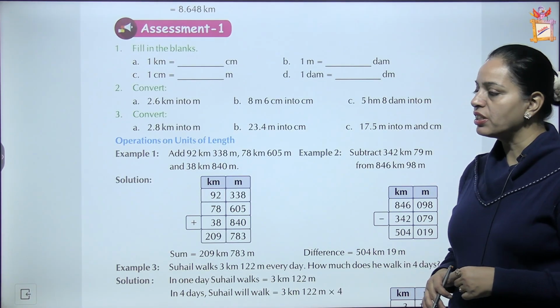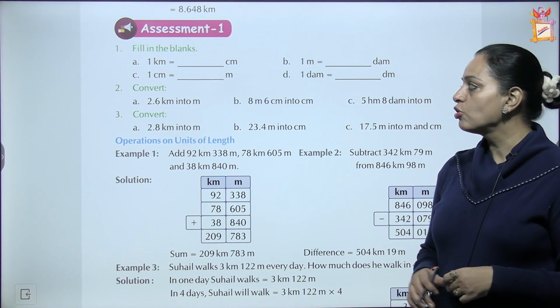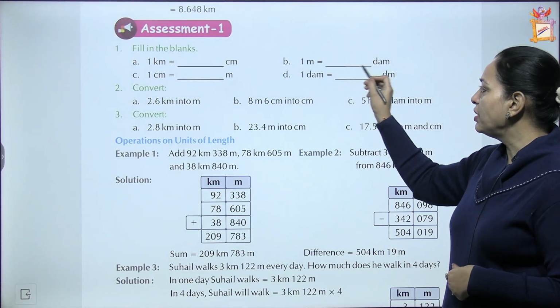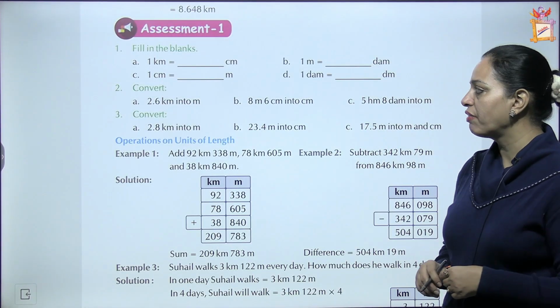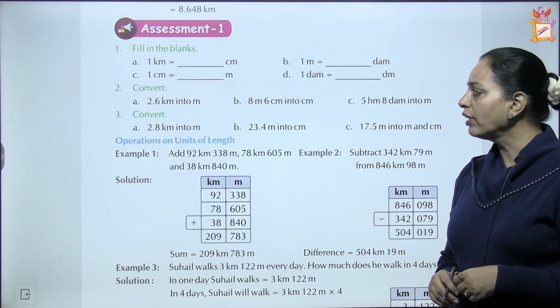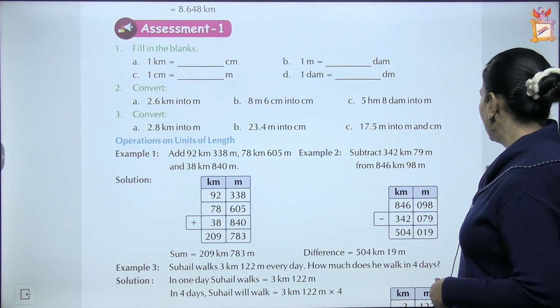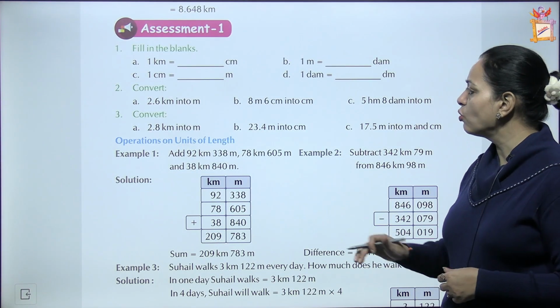Now assessment 1, question number 1, filling the blanks. Like 1 kilometer, how many centimeter? So just write it. Like 1 meter, how many decameter? You can try these ones. The second one, convert, like A part, 2.6 kilometer into meter.